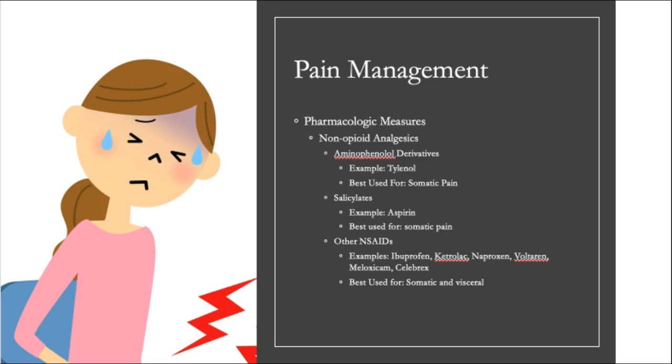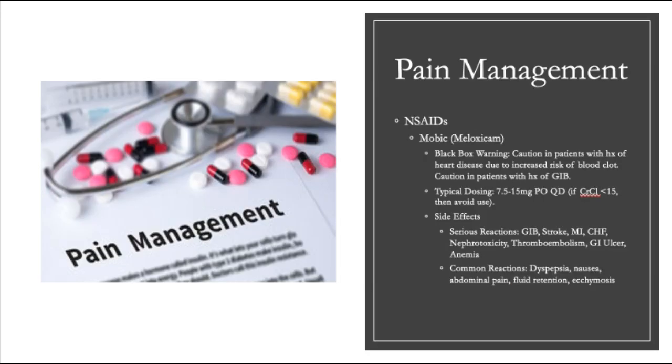Also, there's aspirin. That's also best used for somatic pain. And then the NSAIDs. So we have ibuprofen, ketorolac, naproxen, Celebrex. All of these are used for somatic visceral type pain, although we do have to be a little careful with these as well, and we'll go over that. Okay, so let's talk about Mobic or meloxicam.